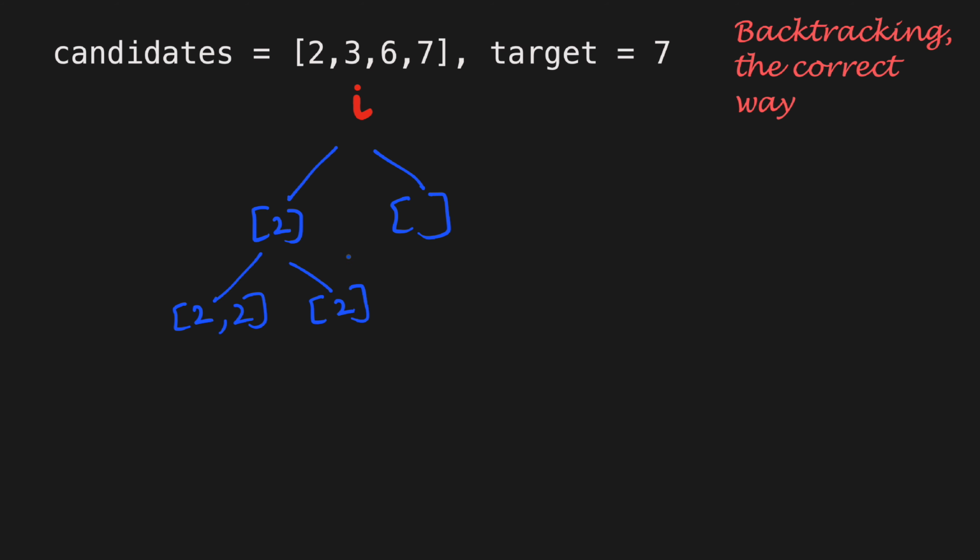That is, either we can include 3 or exclude it. Now let's focus on the left side a bit. At this point, the sum of the current combination, that is 2, 2, is 4, which is below the target. So we go deeper and again we have two paths where we include 2 or exclude it.